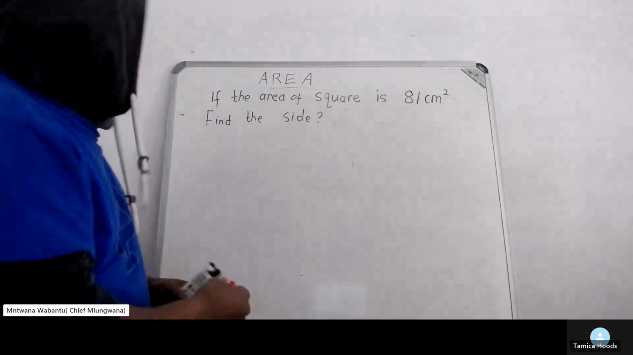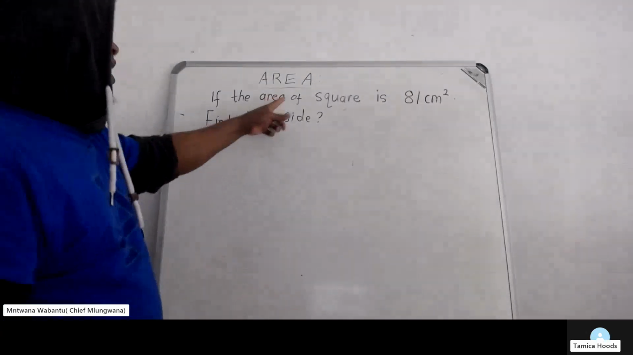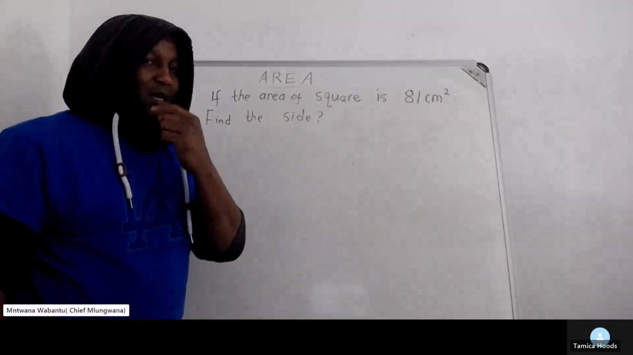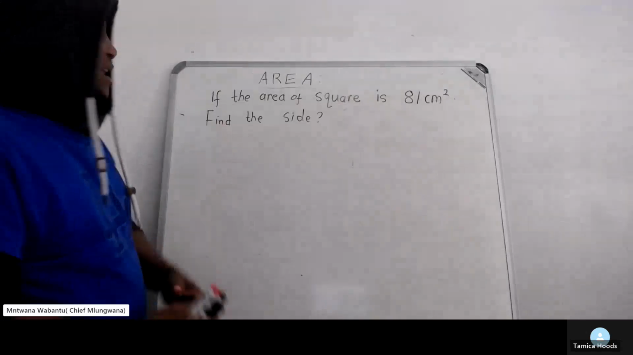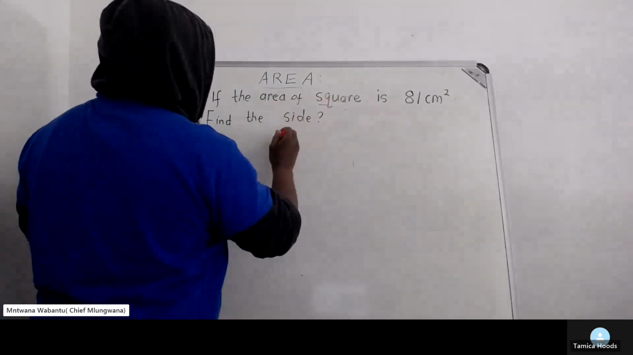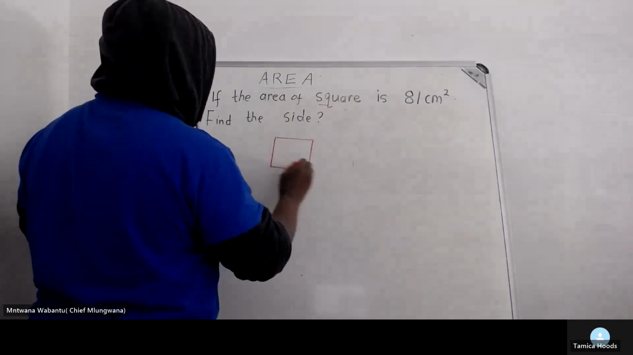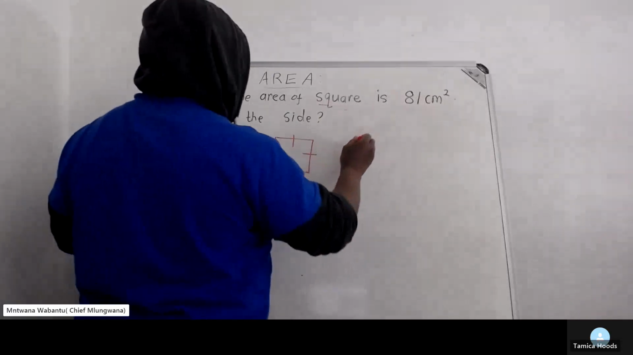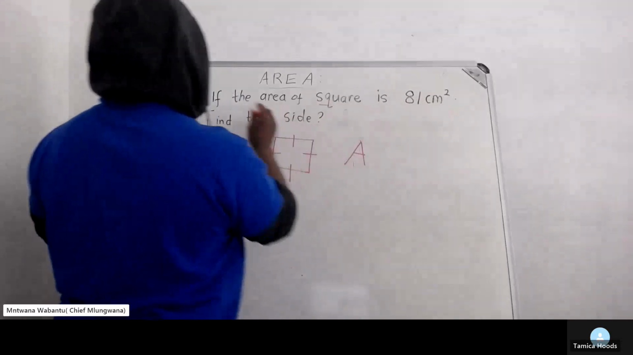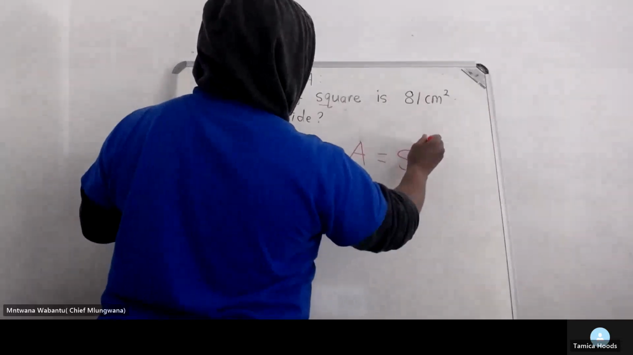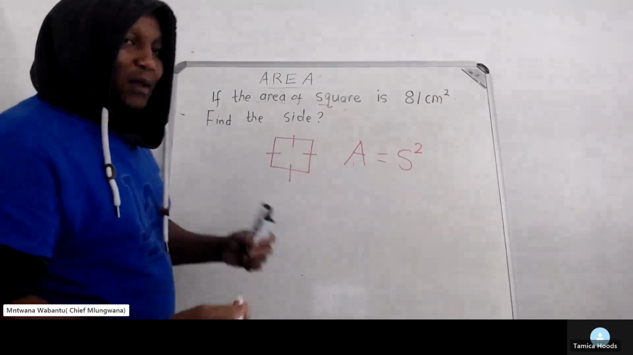Now, they say the area of a square is 81. So they give us the area, and they say find the side. Because this is a square, I'm going to draw my square here. Then what area? Because they say the area. The area of a square, what does the formula say? Side squared.